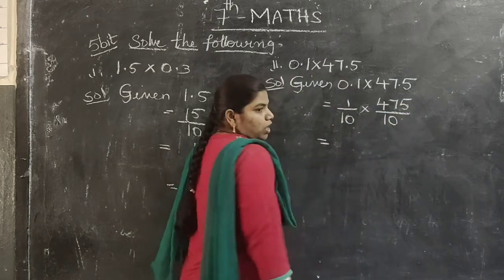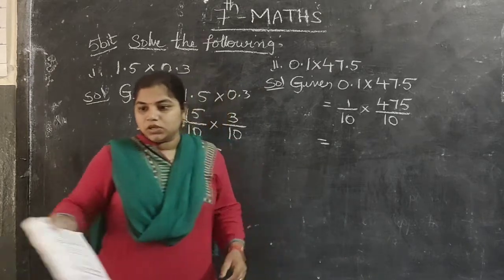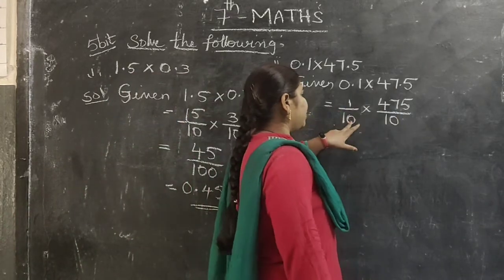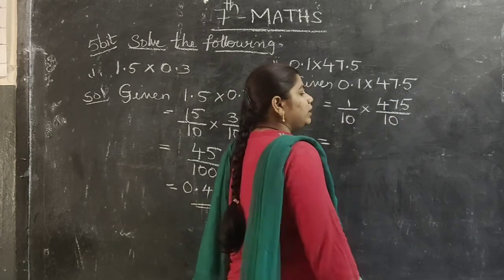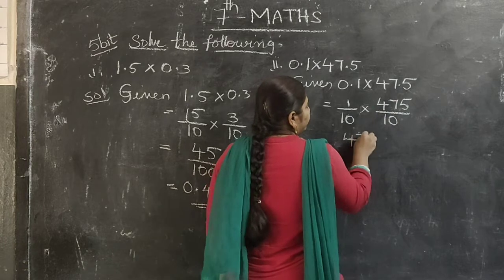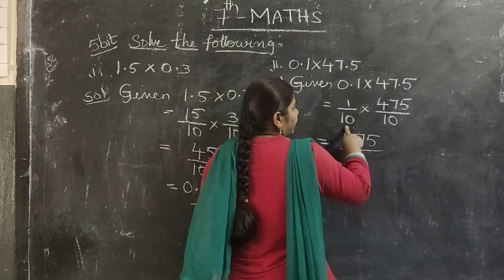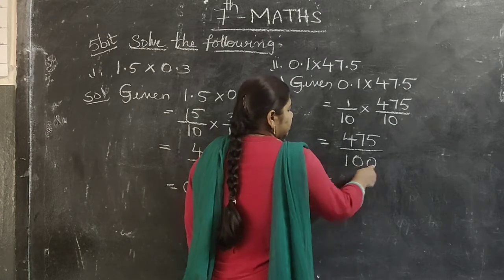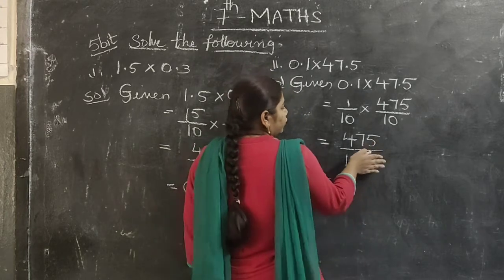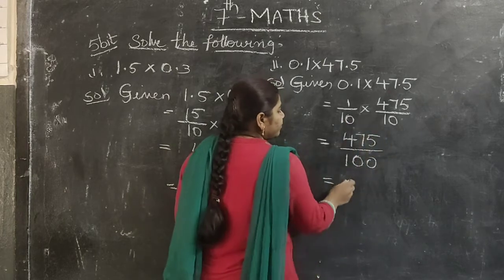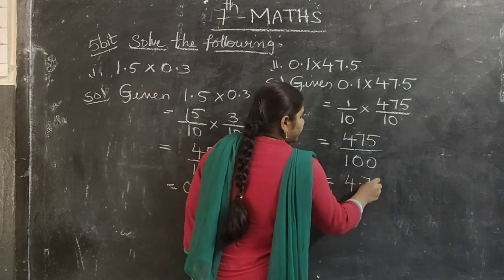So already you know how to multiply the fractional numbers. So how to multiply the fractions? Numerator with numerator we will multiply and denominator with denominator we will multiply. So 1 into 475 will be 475 by 10 into 10 will be 100. So in denominator how many zeros are there? 2 zeros are there. So if you want to remove this denominator, after 2 digits you have to keep a point. That will be 4.75.